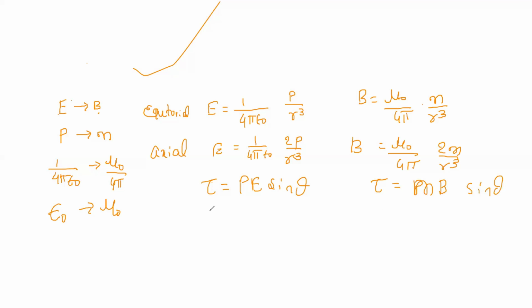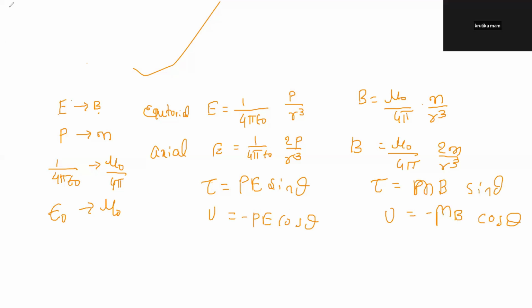And the potential energy in case of the electrostatics is given by minus PE cos theta. And here, U is equal to minus mB cos theta. Why I am giving you this list is because if you list it out, you can solve many problems. There are 4 formulas here, and you can compare and remember them. Now the lessons are fewer, so you can remember, but once we complete 50% or 80% of the syllabus, it is difficult to remember the formulas.